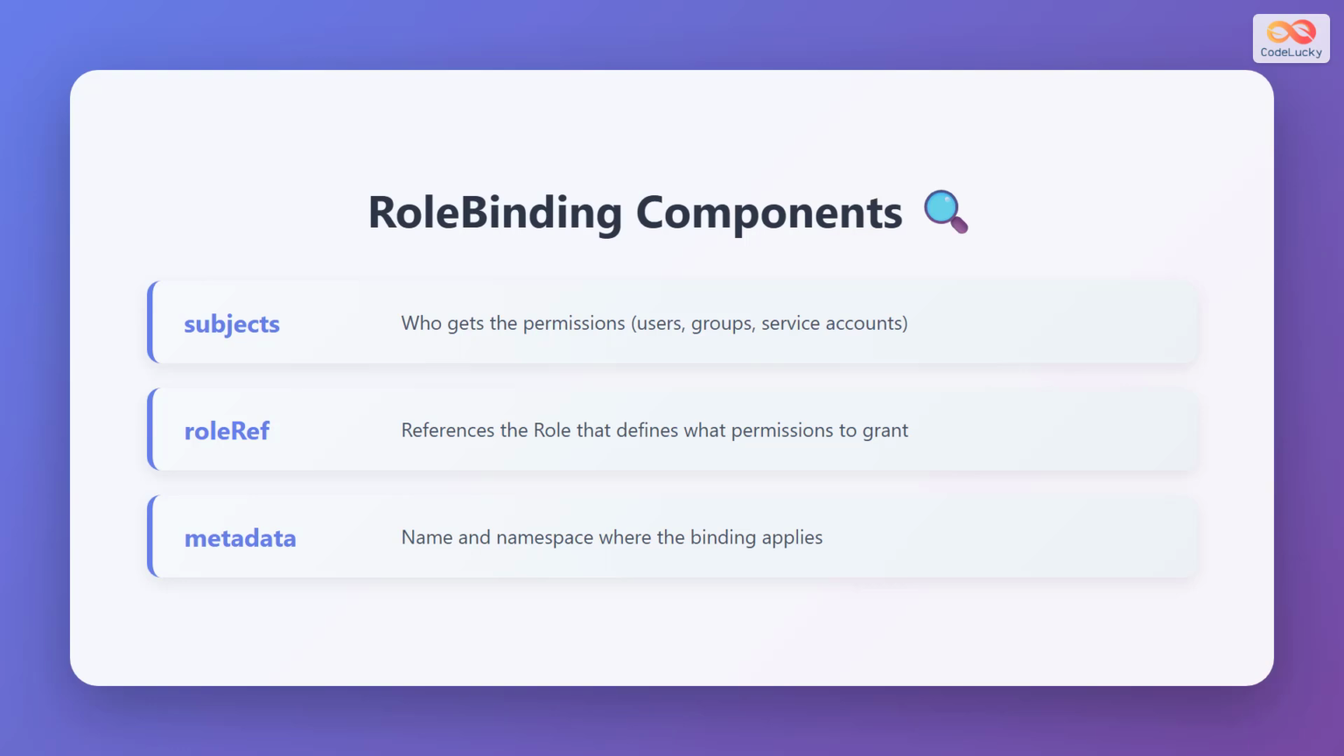A RoleBinding has three key components. First, the subjects field specifies who gets the permissions. This can be users, groups, or service accounts. Second, the roleRef field references the role that defines what permissions to grant. This connection is immutable once created, meaning you cannot change which role a binding references after creation. Third, the metadata field contains the name and namespace where the binding applies. The namespace in metadata determines the scope of the permissions being granted.